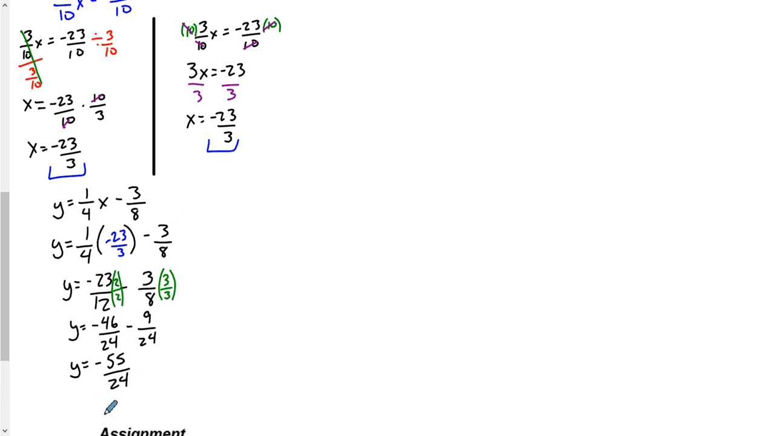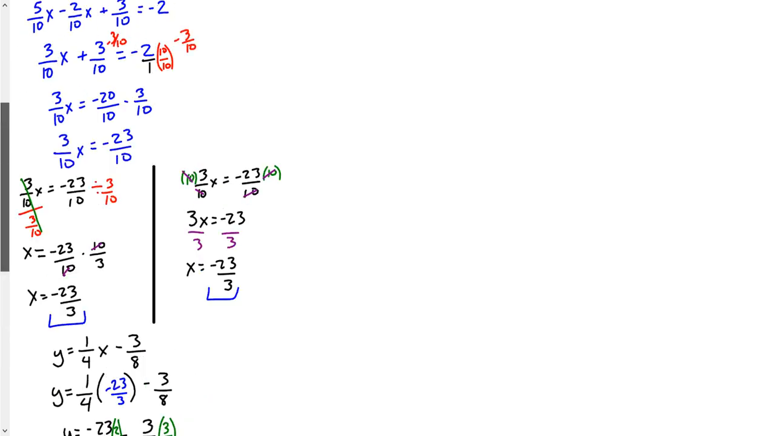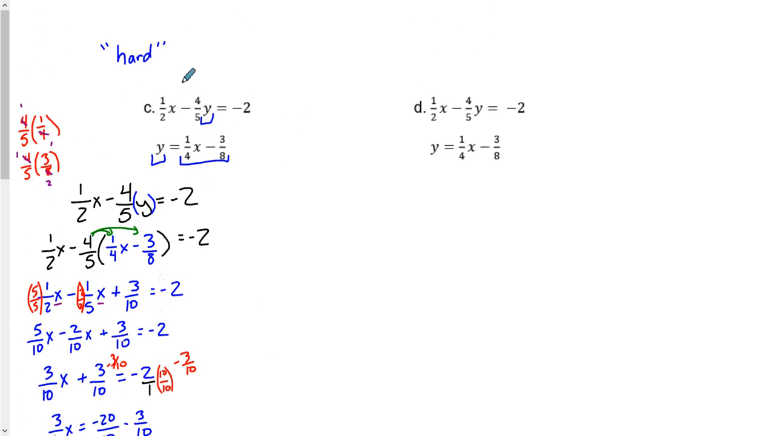Our final answer, as an ordered pair, as an x comma y answer, is negative 23 thirds. Sorry, comma, not finished, negative 55 24ths. There is our answer. This is where these two lines would cross.